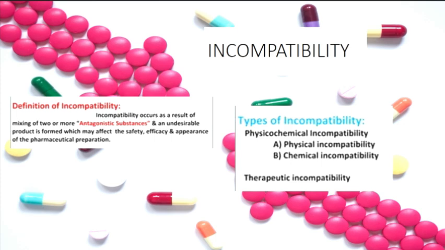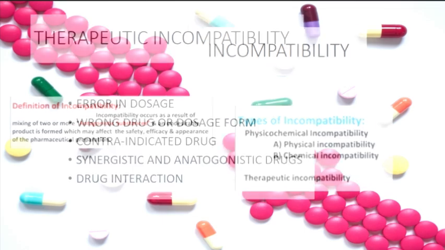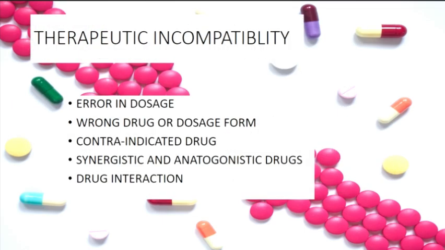So therapeutic incompatibility is an error made in the prescription, which may result from prescribing a certain drug to a patient with the intention to produce a specific degree of pharmaceutical action, but the nature or intensity of the action is reduced and differs from the intent of the prescriber. There are nearly five types: error in dosage, wrong drug or dosage form, counterindicative drugs, synergism and antagonist drugs, and drug interactions. So the first one is the error in dosage.